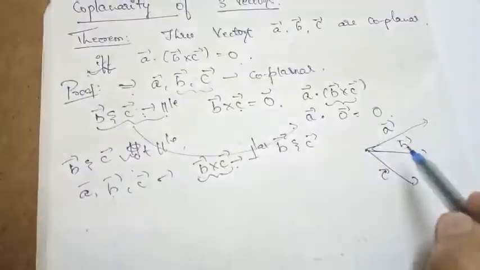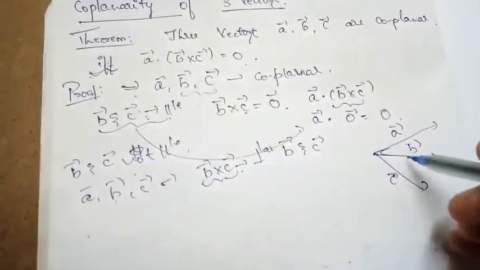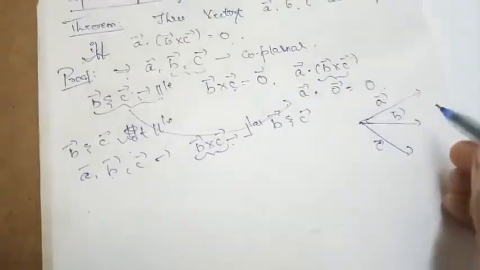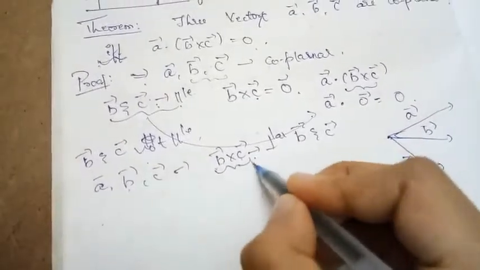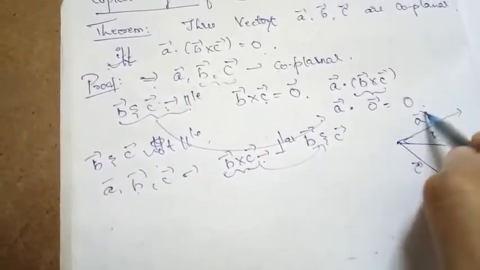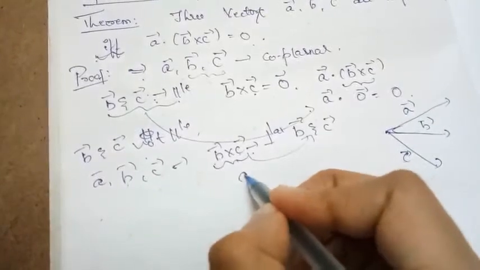So it is clear that B cross C is perpendicular to both the vectors, and all three are lying in the same plane. What does that imply?